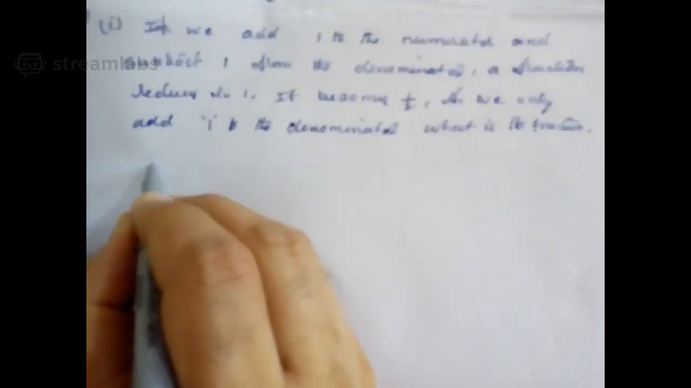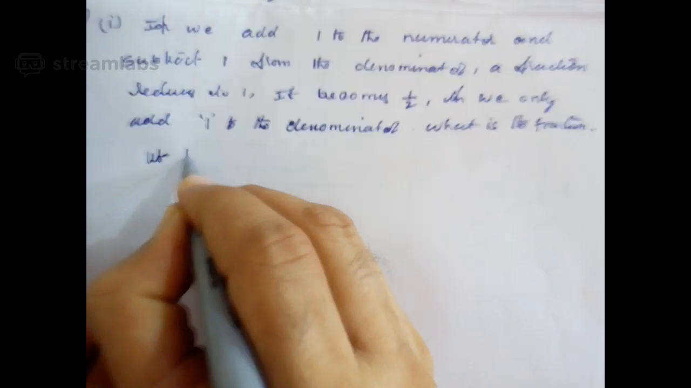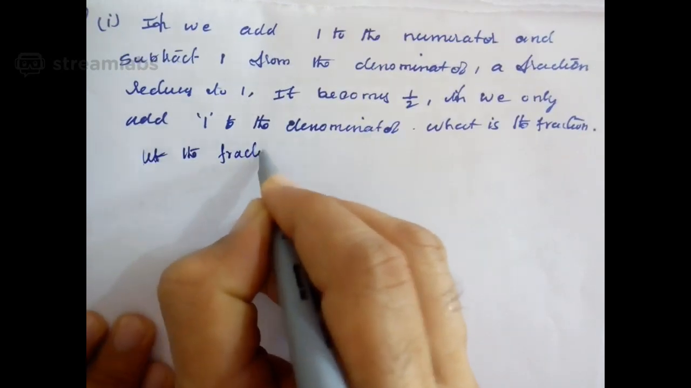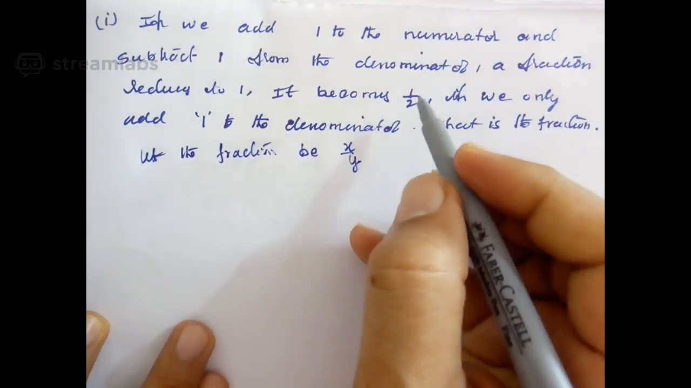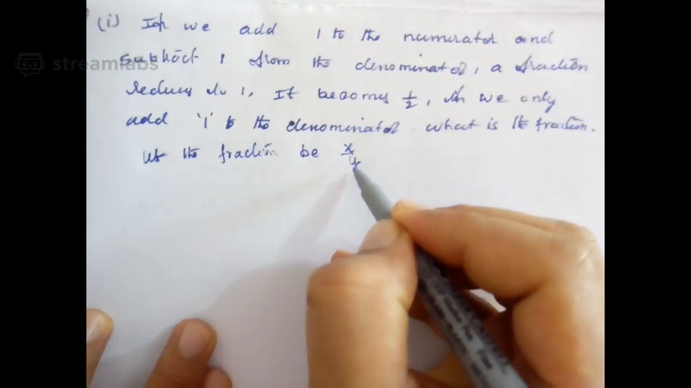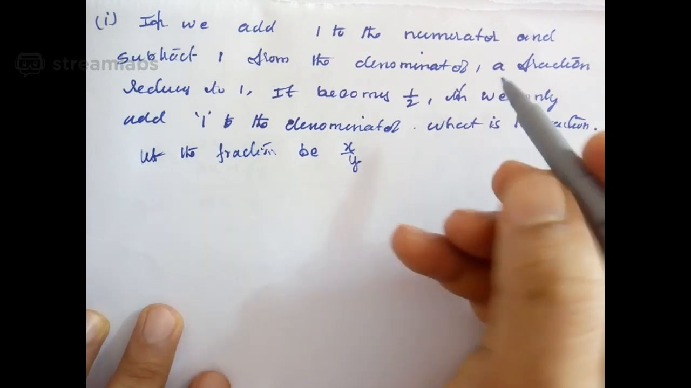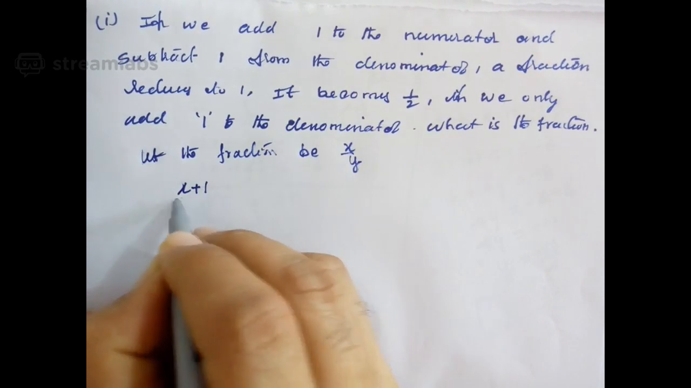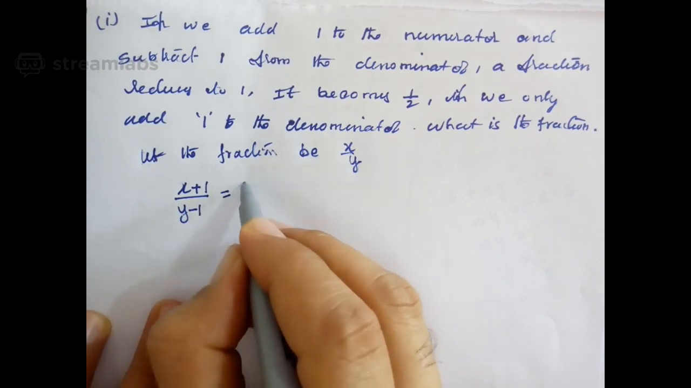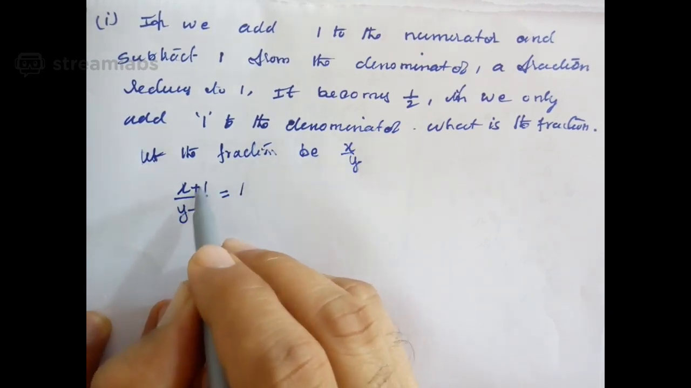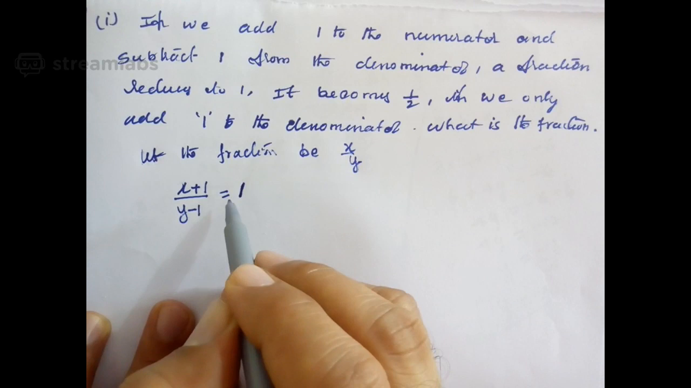Let the fraction be x by y, where x is the numerator and y is the denominator. If we add 1 to the numerator and subtract 1 from the denominator, that is x plus 1 and y minus 1, the fraction reduces to 1. If we add 1 to the numerator and subtract 1 from the denominator, the fraction becomes 1.